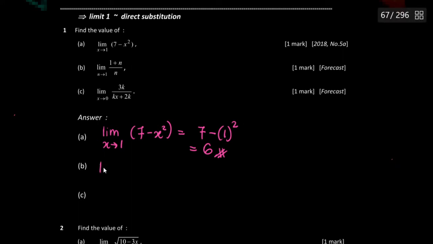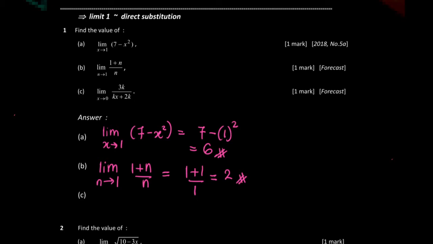B, direct substitution of n. N is approaching 1. So substitute as 1 plus 1 over 1. So it's 2. Whenever you get answers as whole numbers, that means direct substitution works.